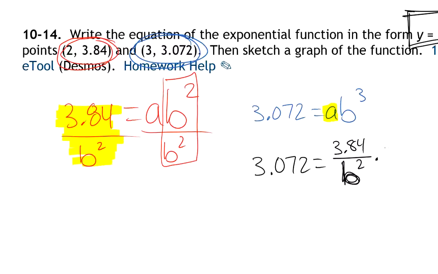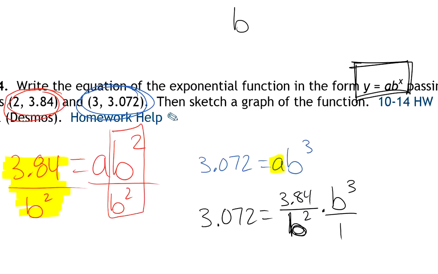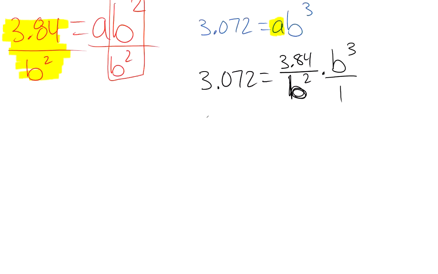And then I'm going to multiply that by b to the third power. I'm going to write it as b to the third power over 1 so I understand exactly what's happening. If you take a look at that, I've got a b cubed in my numerator and a b cubed in the denominator. That simplifies to simply b. If that's a mystery to you, you can always practice this and write bbb over bb, and you can see it cancels and you're left with just a factor of b. So if I simplify this, I have 3.072 equals 3.84 times b.